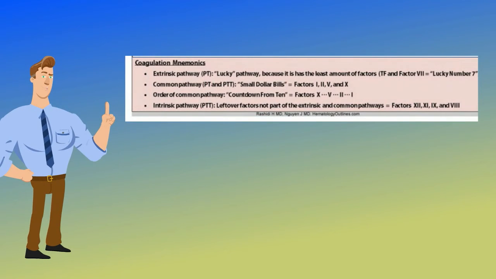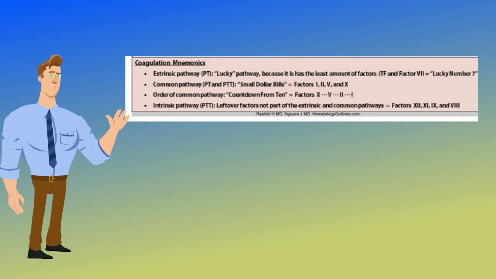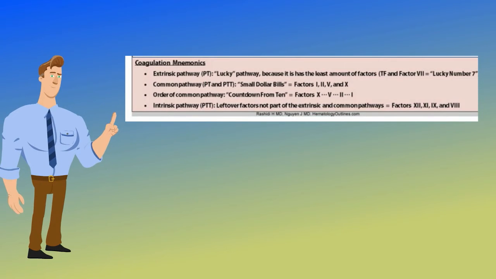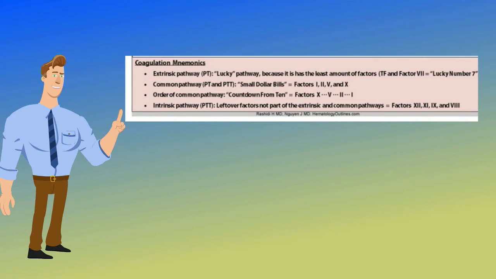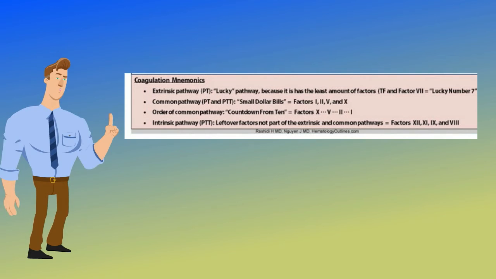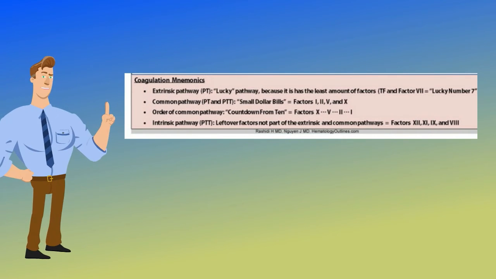The next thing to remember is just a couple of mnemonics. The mnemonic for the PT or the extrinsic pathway is that it's the shortest pathway and it has just a couple of factors in it, including factor 7, so lucky number 7, and lucky for you, just having to remember one thing. The mnemonic for the common pathway, or the one that affects both PT and PTT, is the small dollar bills.